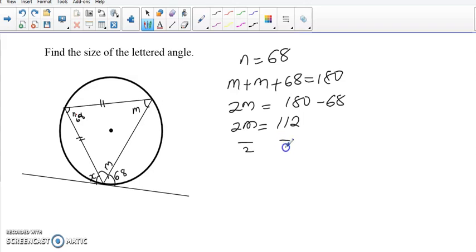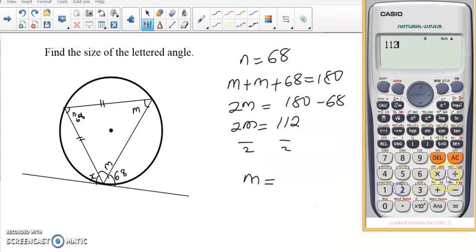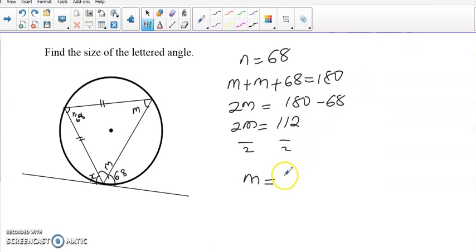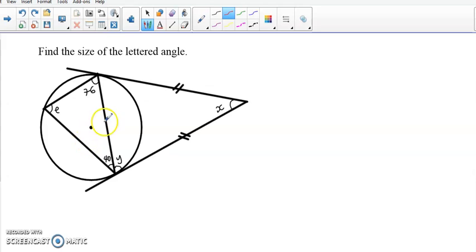Divide both sides by 2. m is equal to 112 divided by 2. That gives us 56. So m is 56. So since here is 56, that means that x is equal to 56. So that's how we solve the problem. Okay, now we look at this last one.